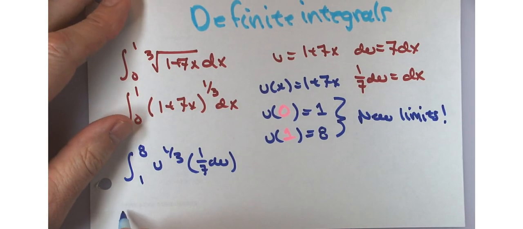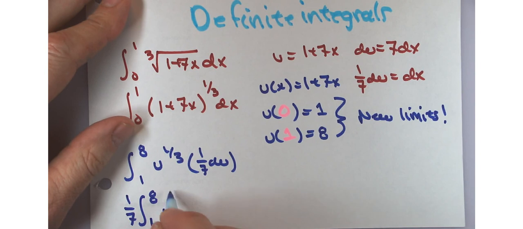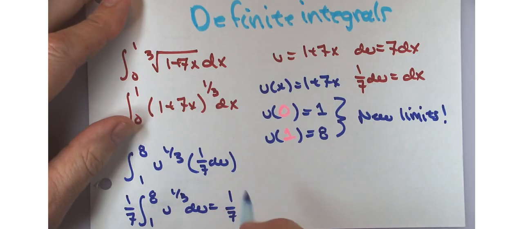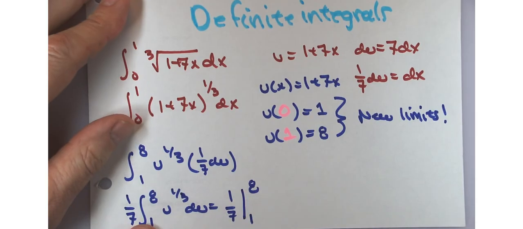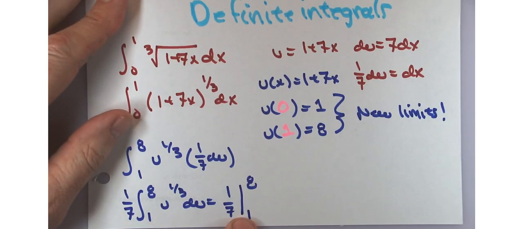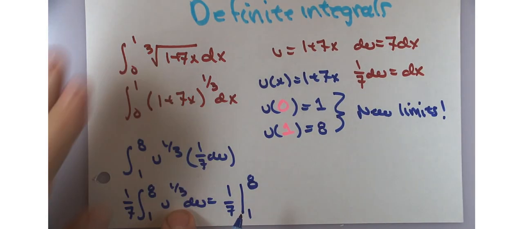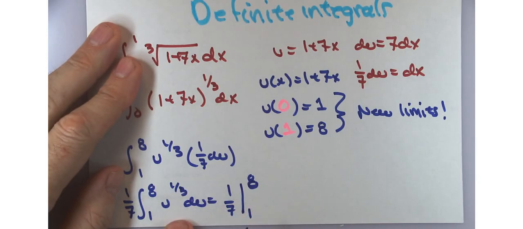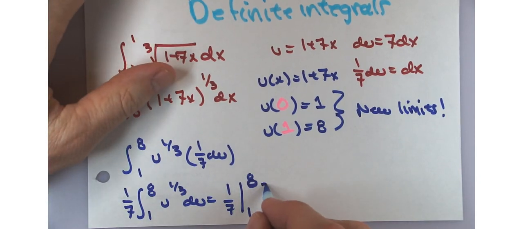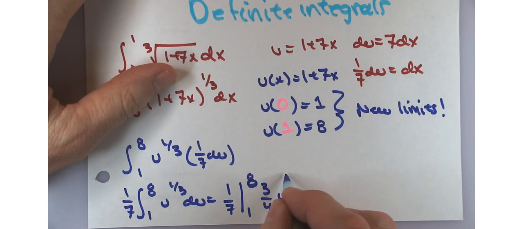That's going to be 1/7 times the integral from 1 to 8 of u to the 1/3 du. The 1/7 is going to be our constant out in front. Now remember, you've already found the antiderivative. I don't need to keep that as an integral symbol. In fact, it's wrong to do that. I want a straight line here. That's going to be u to the 4/3 power divided by 4/3, which is multiplying by the reciprocal, 3/4 u to the 4/3.